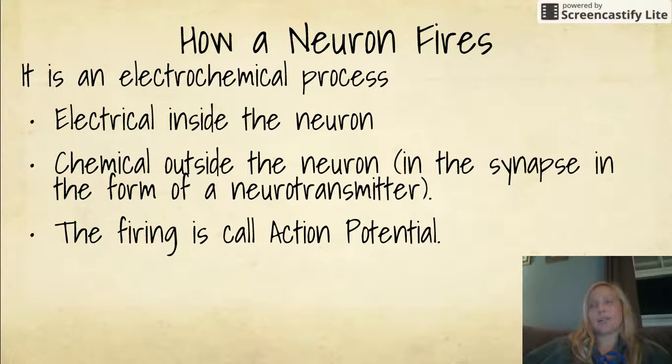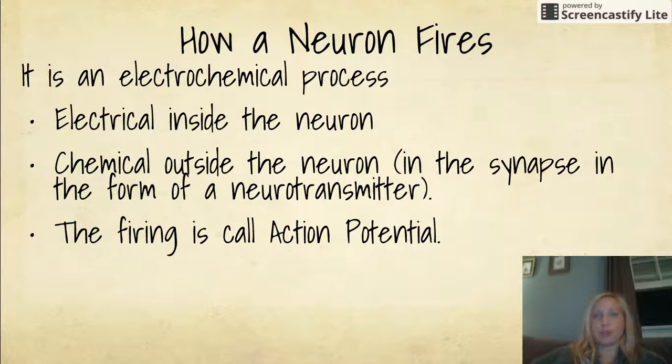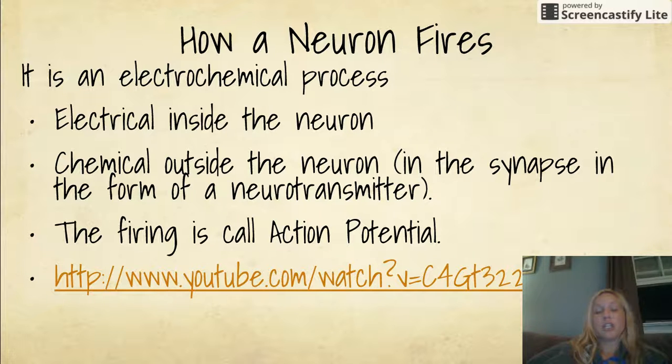And the actual firing is called an action potential. It's that electrical signal, and again, it can only go from the dendrites to the terminal branches. It doesn't go any other way. It can't go backwards. There is a video clip also available in this slide presentation that links you to a helpful video.